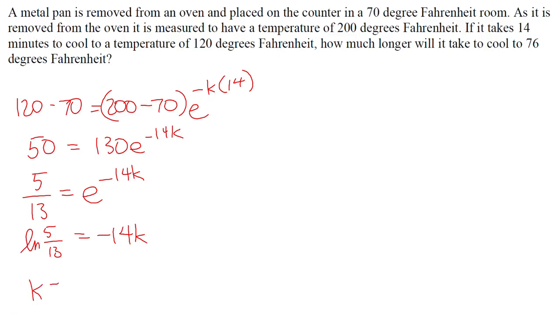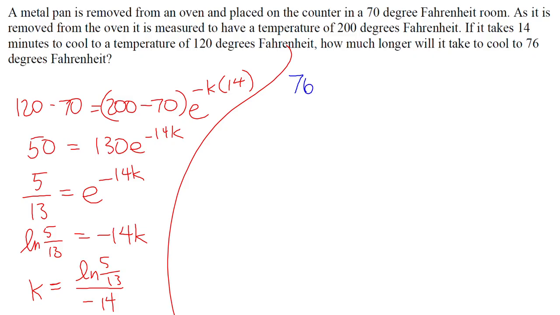And k is the natural log of 5/13 over negative 14. So we now want to know how much longer it takes to cool down to 76 degrees. So our new final is going to be 76, so we have 76 minus 70. And then it's again how much longer, so our new starting temperature is the 120 that it already cooled down to. So 120 minus 70 times e to the negative kt.